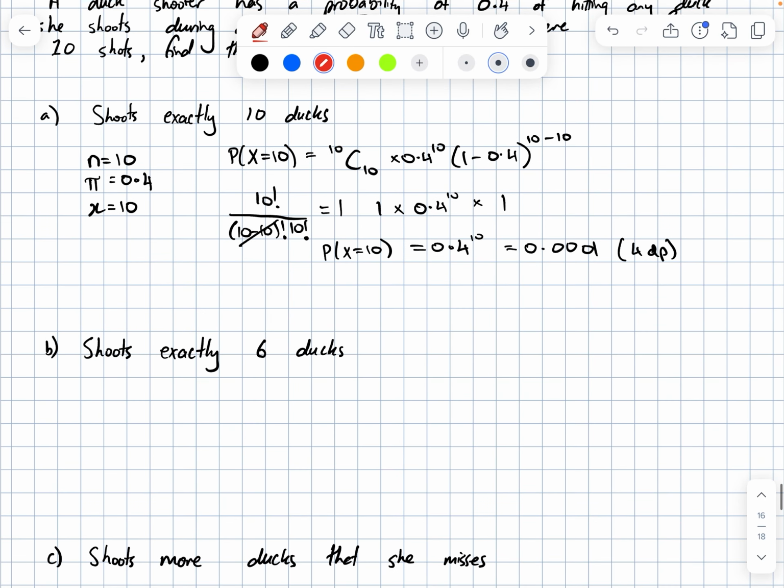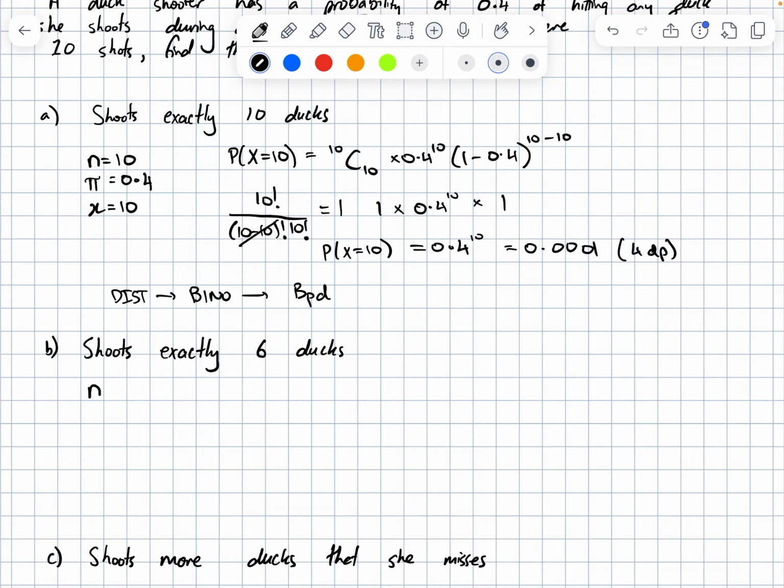Now you can also use the stats mode on your calculator to get this. You can go into stats, which is your second option. You can go into distributions, and you can go across until you get to binomial. For the probability of x equaling a certain value, you can use the BPD button, and then you can enter your n, your probability, and your x value and get the same answer as well.